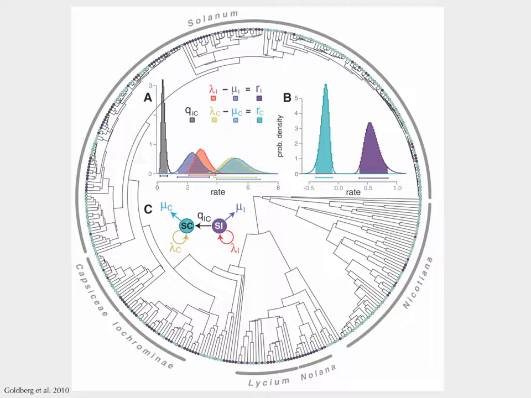So why are there self-compatible species? Because you look in this tree, and the green ones are self-compatible. So this leads to you going extinct faster than you speciate. Seems like a bad idea. Why is that still present?